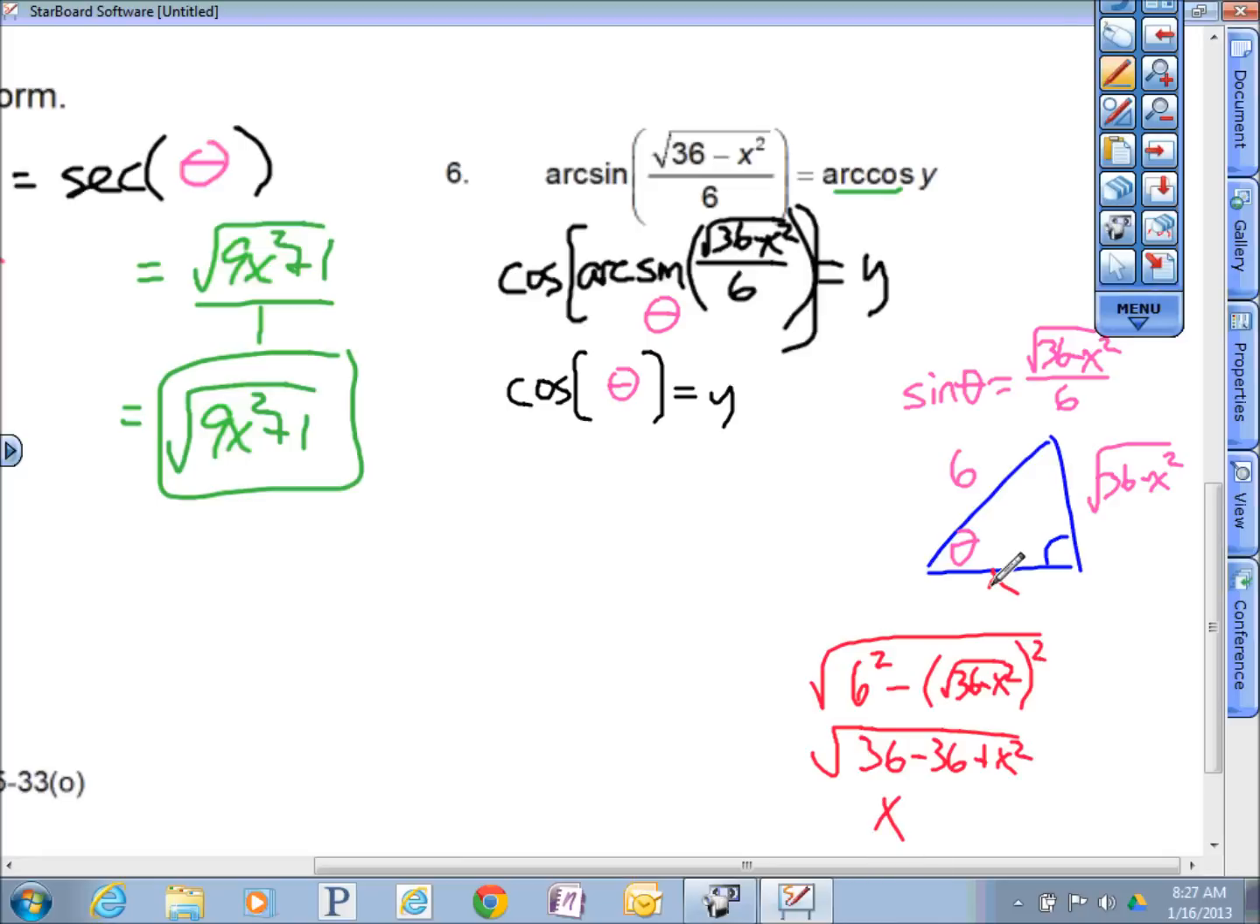So now what was I looking for? I was looking for the cosine of theta. So there's theta. There's my reference triangle. The adjacent side is x. The hypotenuse is 6. Looks like y is equal to x over 6. So what I did is I effectively rewrote that thing, cleaned it up, and that's kind of some expressions with our trig stuff.